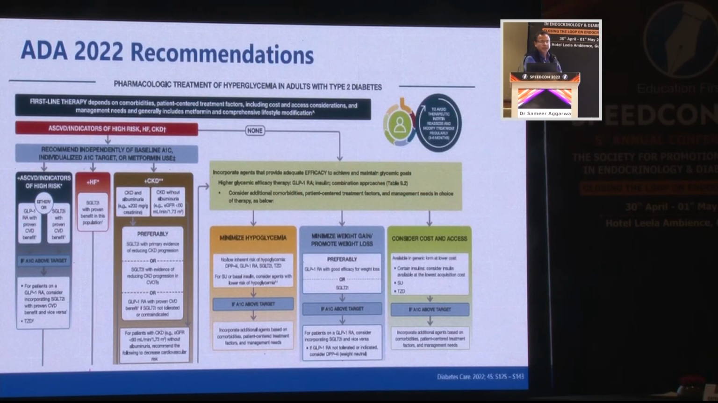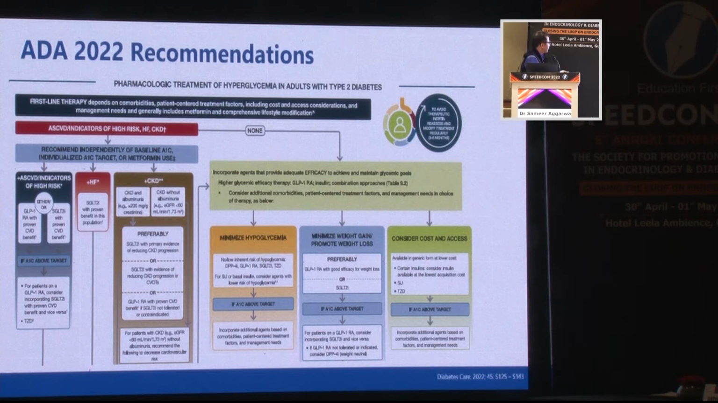So taking into account the benefits of GLP analogs and the cardiovascular safety data which has come up with this molecule, ADA and most of the organizations feel that once the patient is not responding to a combination of diet, metformin and other drugs, and if the patient is having ASCVD indicators of high risk or is suffering from ASCVD, then independently of baseline HbA1c, we should be selecting a drug which is having good effect on cardiovascular disease.